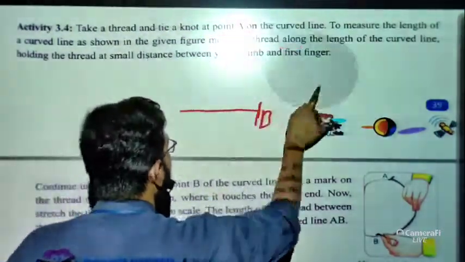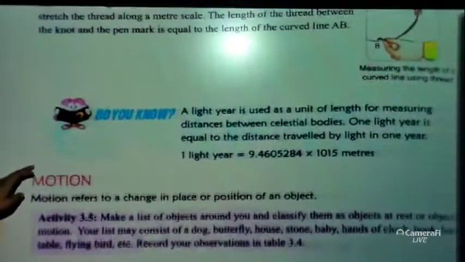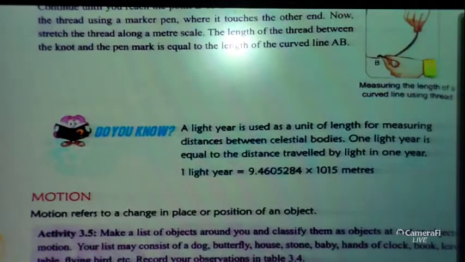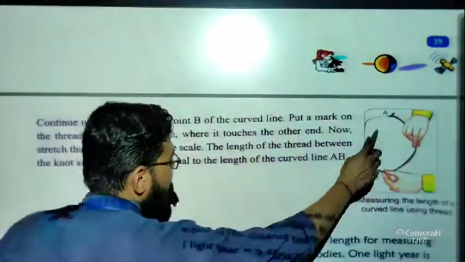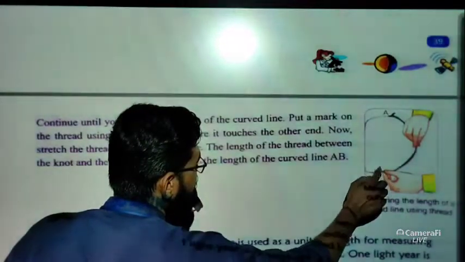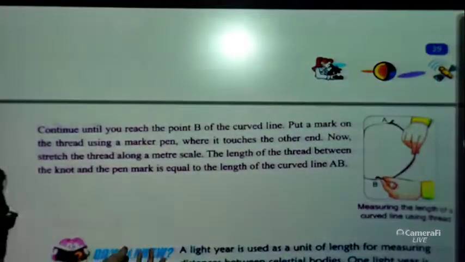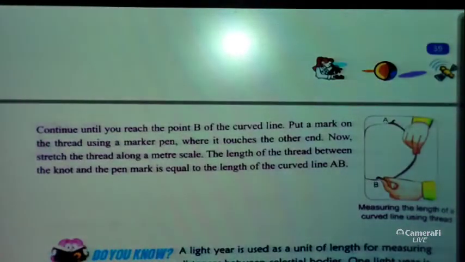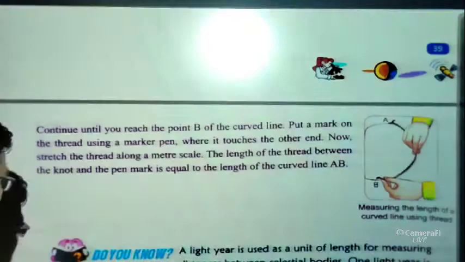So this question is also very important, students, because it is a little bit tricky: how to measure the length of a curved line. A straight line we can easily measure by using a measuring scale, but for a curved line we have to take a thread, round the thread along the line, make a knot, put a mark, and then make the thread straight and use the meter scale. So here we are using a little bit of a trick to get the length of a curved line.